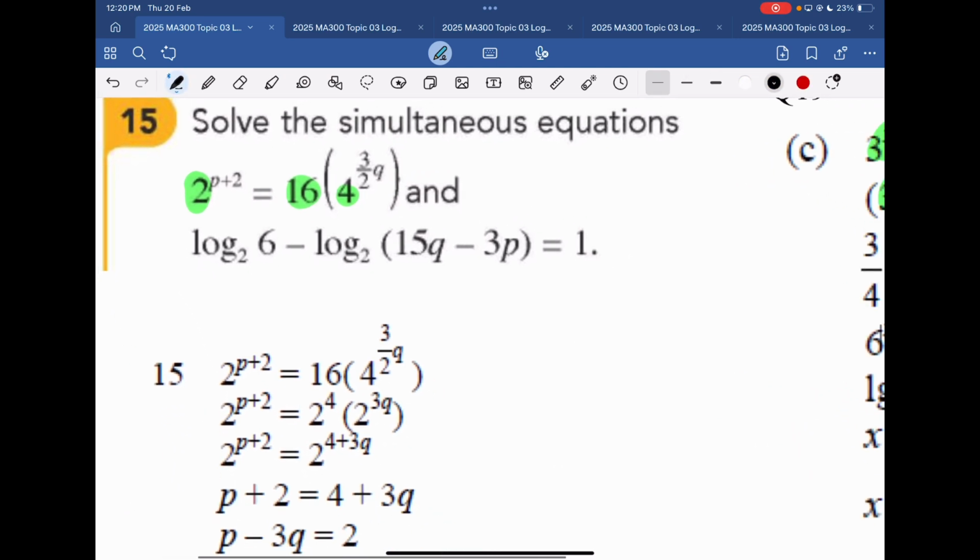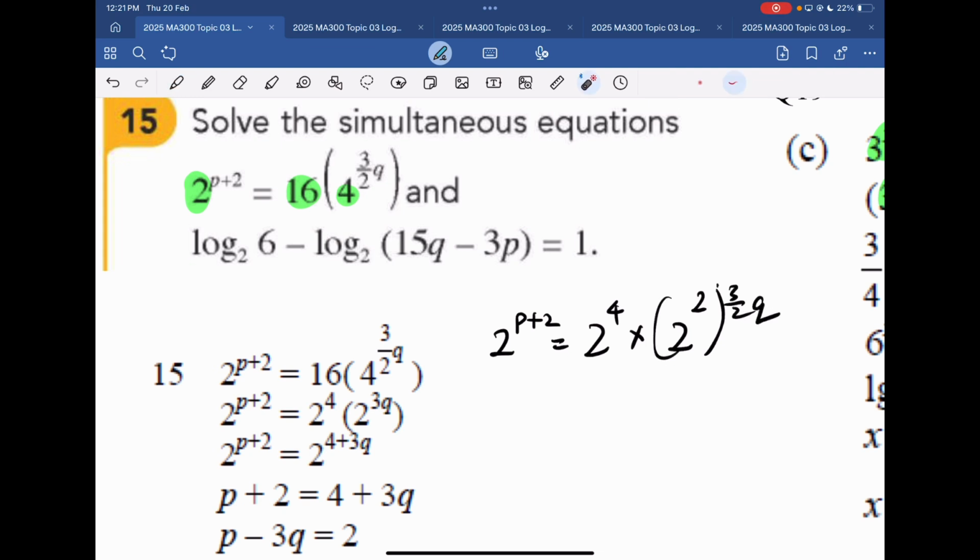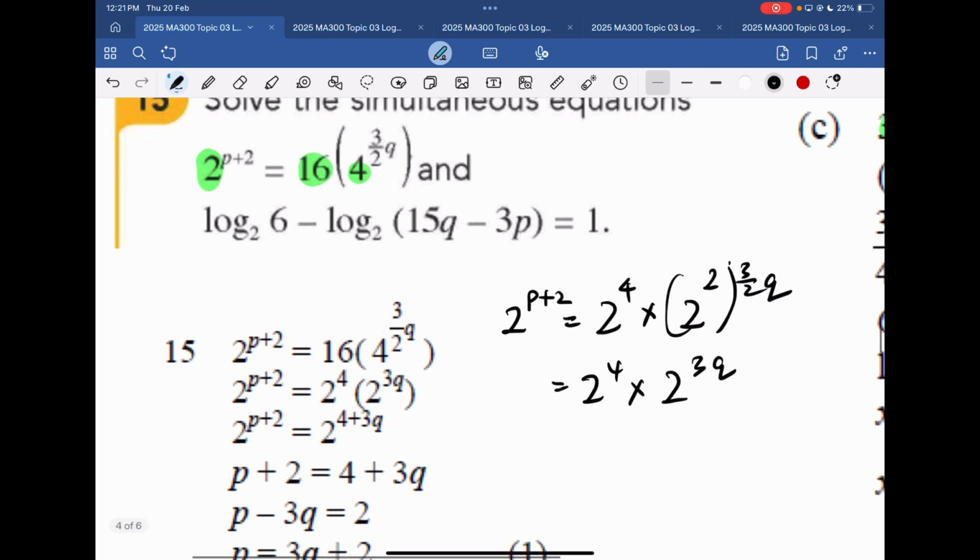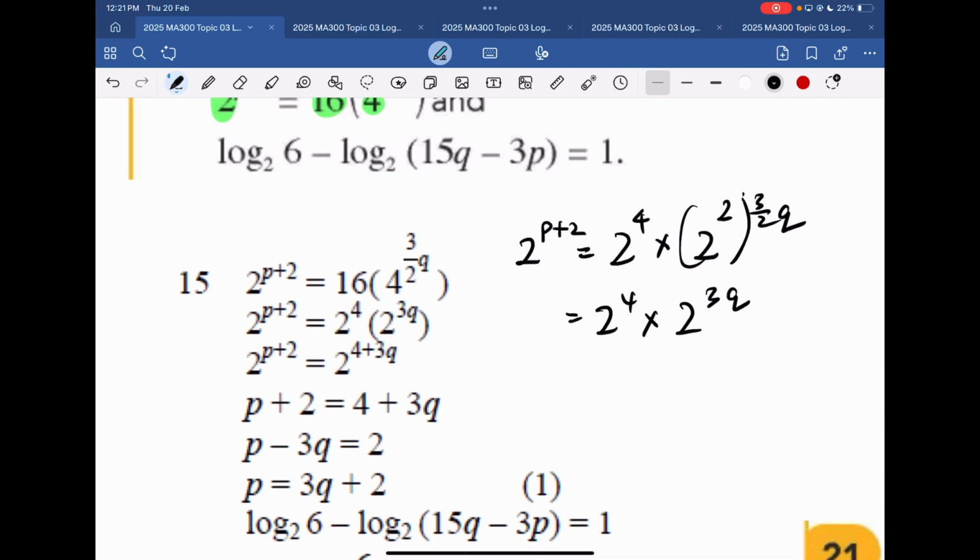Okay, got it. So 2 power P plus 2, 2 power 4 times 2 power 2, 3 over 2Q. Now, Jia Kai, do I multiply or do I add? Multiply. Okay, so 2 power 4 times 2 power 3Q. Next person, Colin. Do I multiply or do I add the powers? Add. Okay, very good. Can you see what I'm doing?